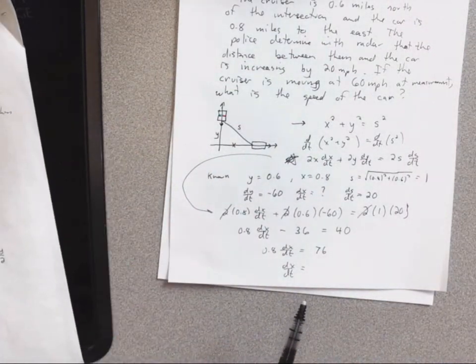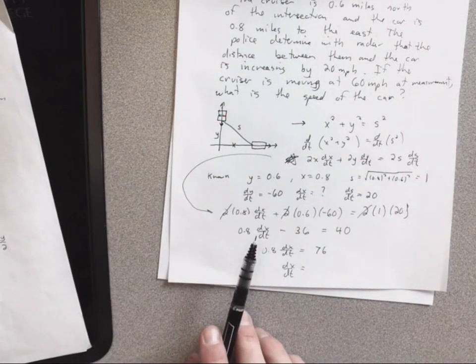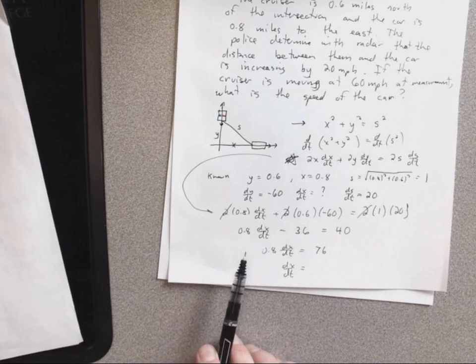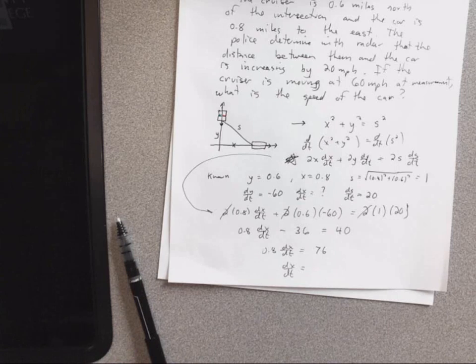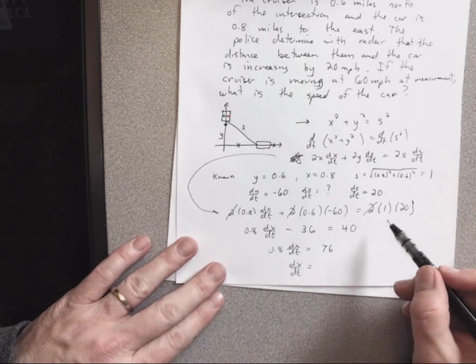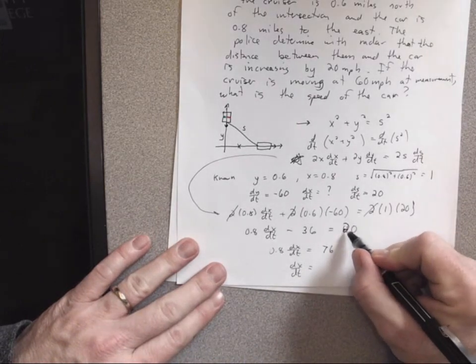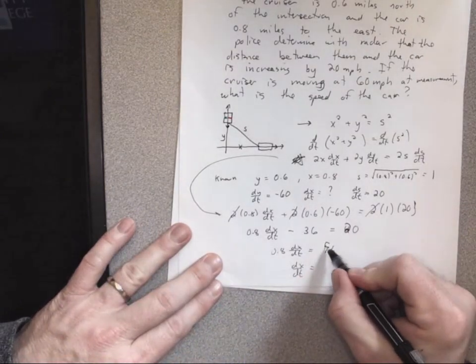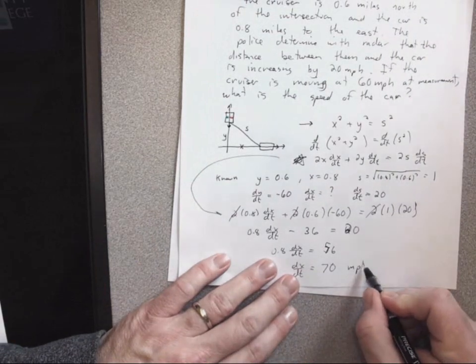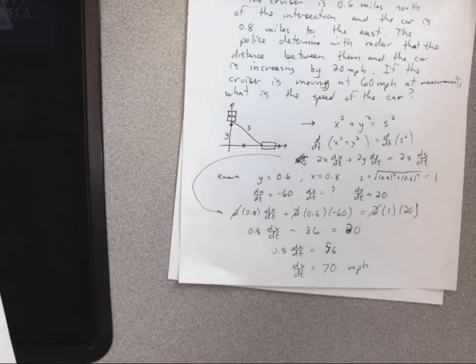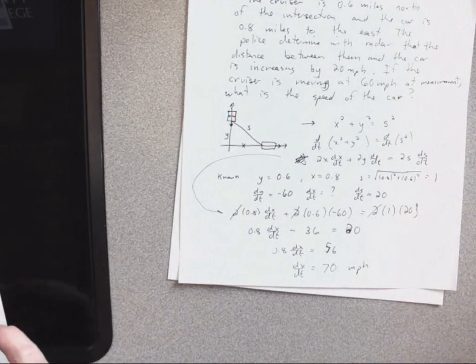I want to double check the math here. Yeah, that's right. But I only have 20. Oh, that's why. I found it. 2 times 2, this is 20. That's what it is. So this is 56 divided by 0.8, which is going to be equal to 70 miles per hour. Okay, so they're speeding.